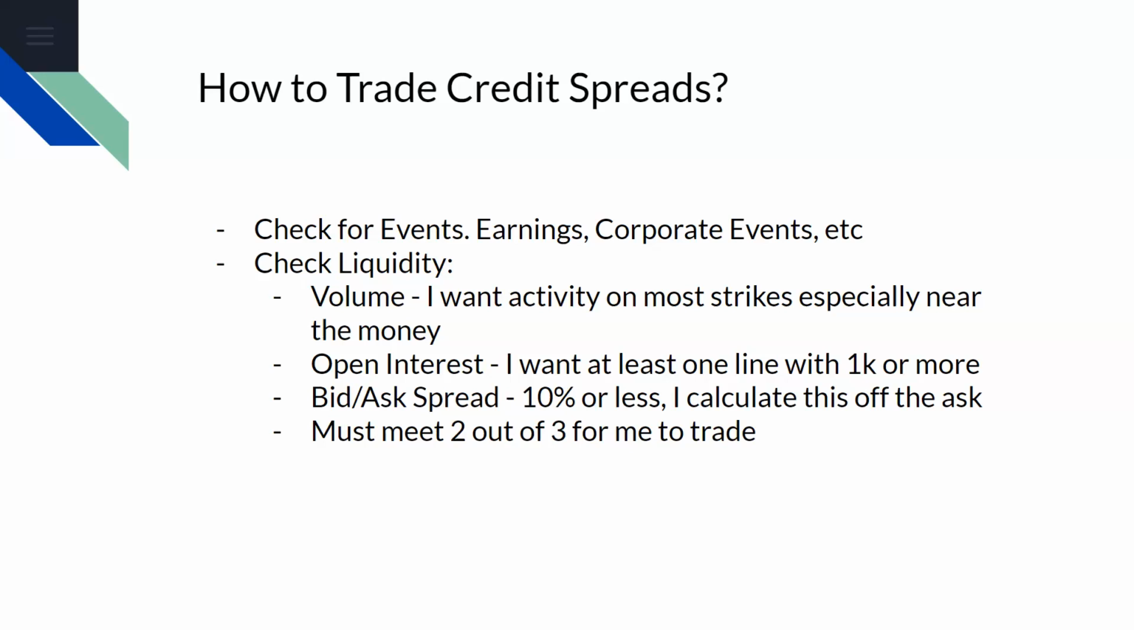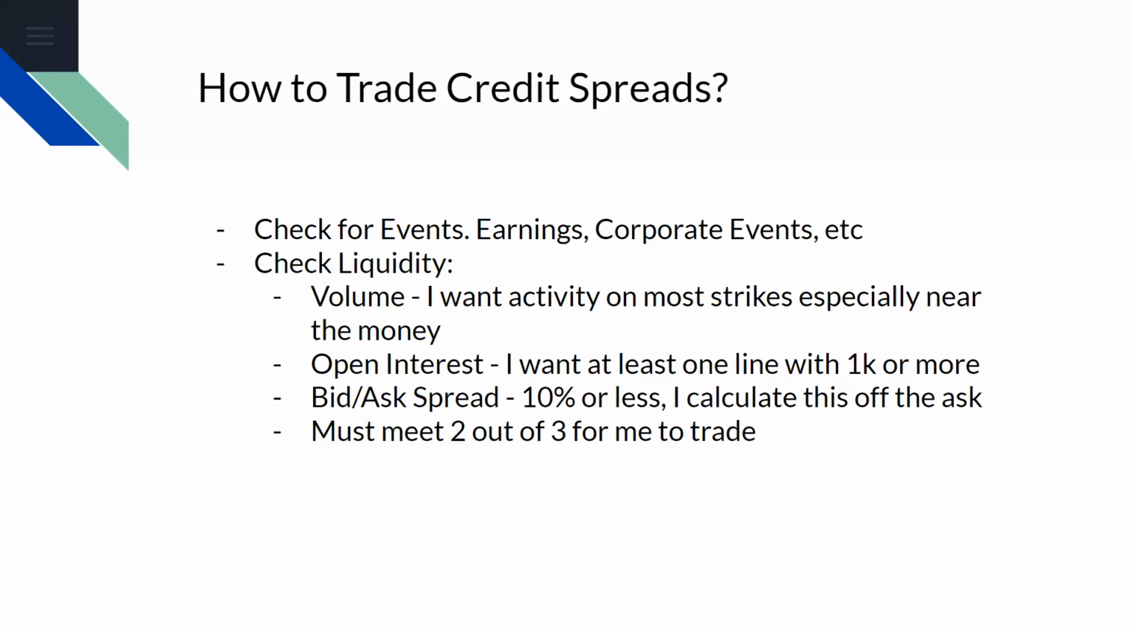The third thing I look at is bid-ask spread. You want to make sure that it is less than 10%. And I personally calculate it off of the ask, but you want to make sure that it is a fairly tight spread, because when you want to get out of this trade, you want to be able to get out of it for what you're expecting, and you want to be able to get out of it easy. And the bigger that spread is, the harder it's going to be to get out of that trade.